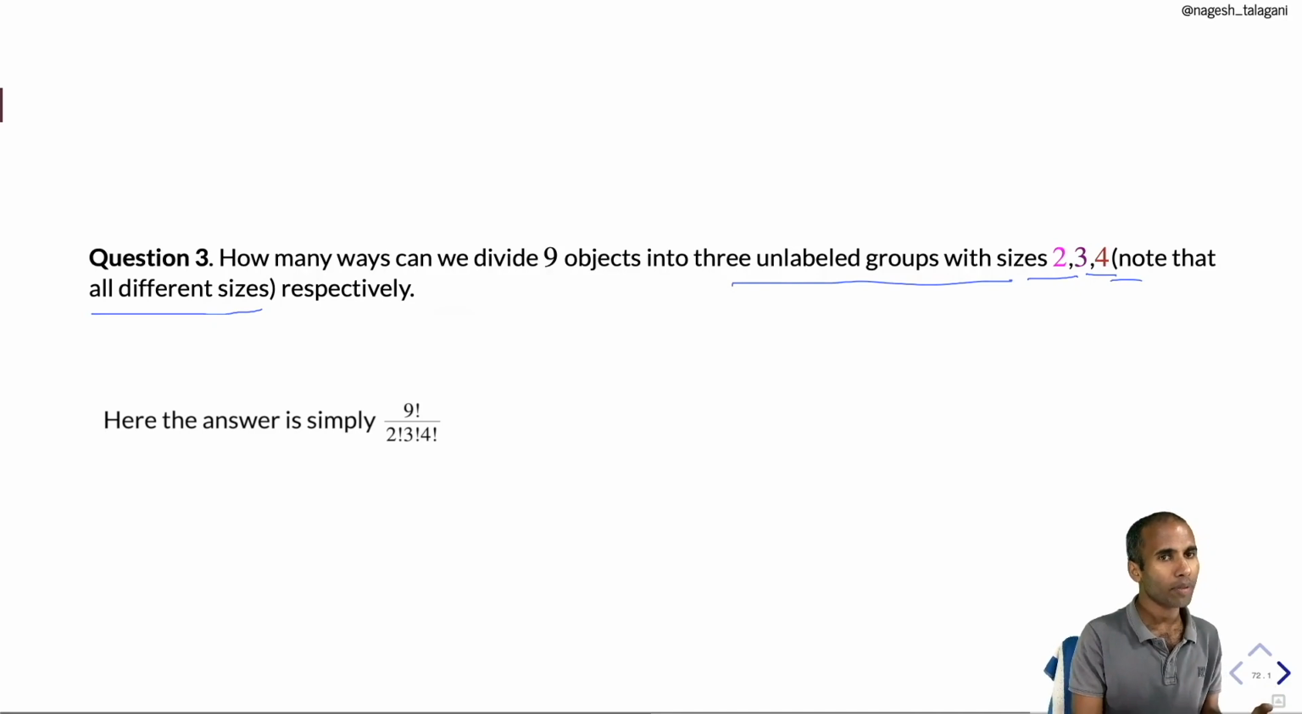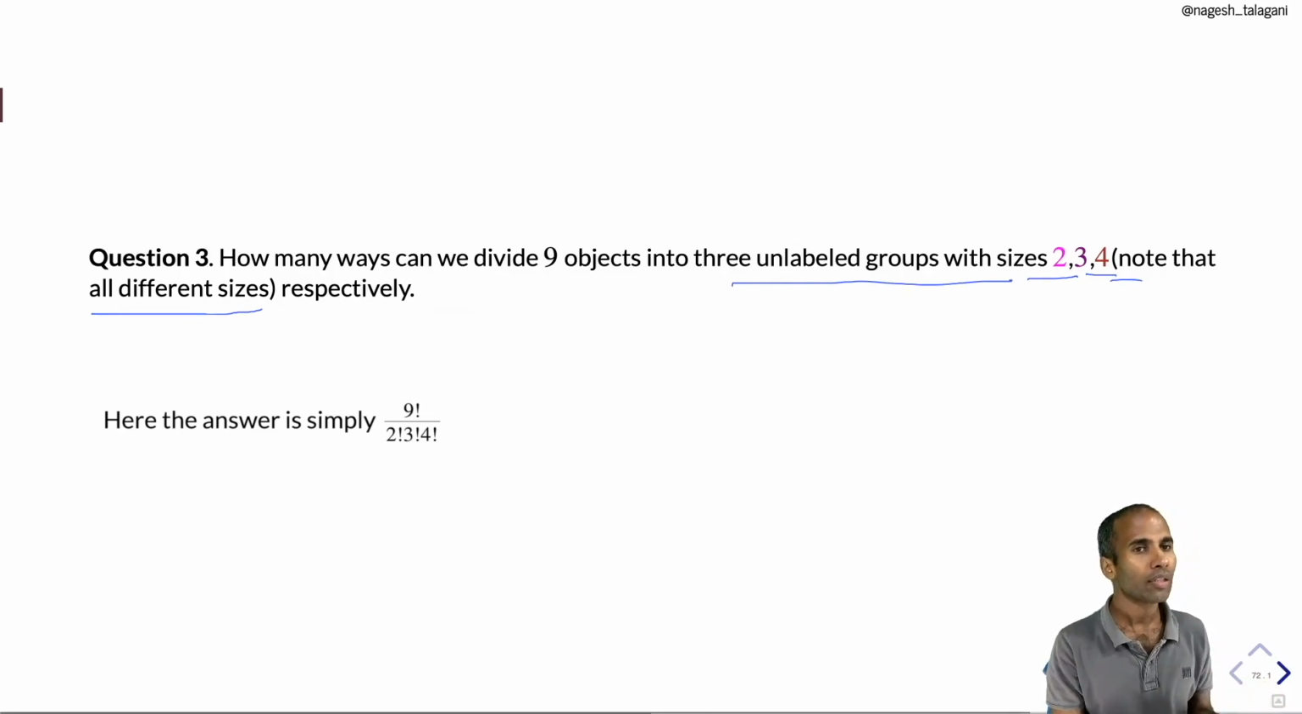There is no ambiguity. But earlier there were 2 groups of size 2, so I can't label with the sizes because there is an ambiguity. Here there is no ambiguity, so they implicitly got labeled, so there is no problem like we had earlier. So if all sizes are different, whether labeled or unlabeled, the answer will be same. If some sizes are same, then you have to fix the answer.